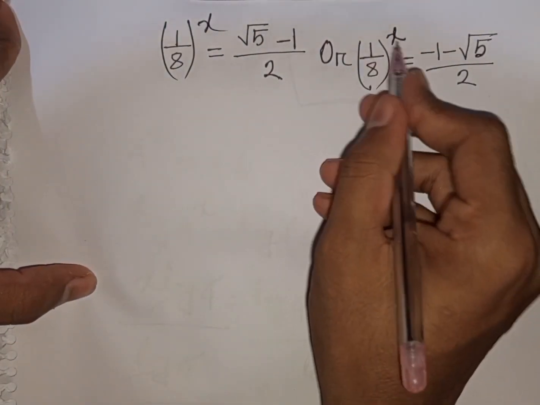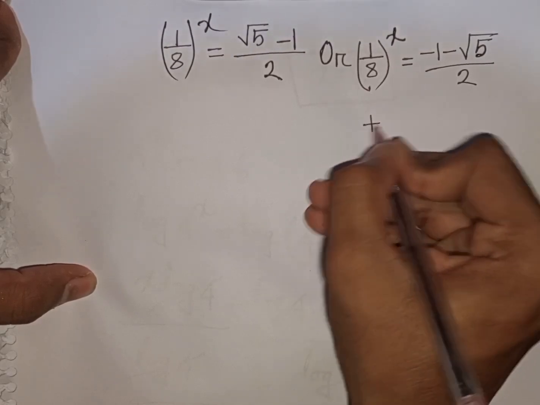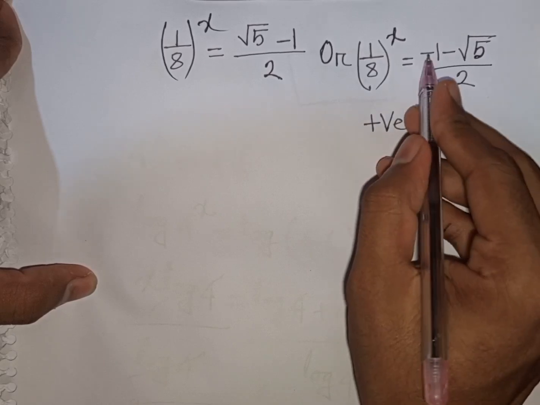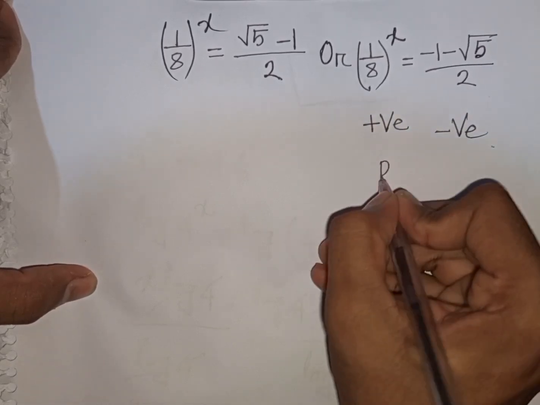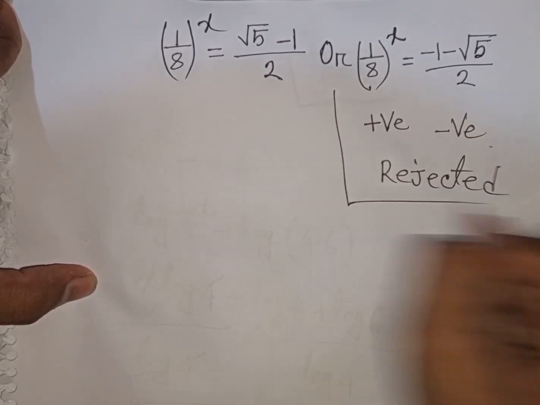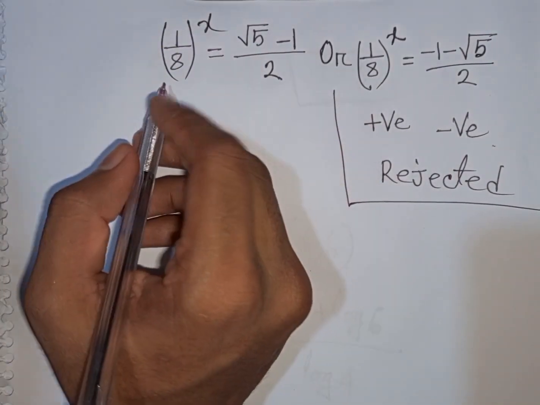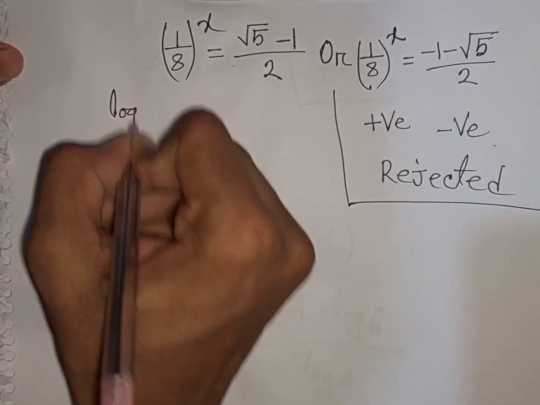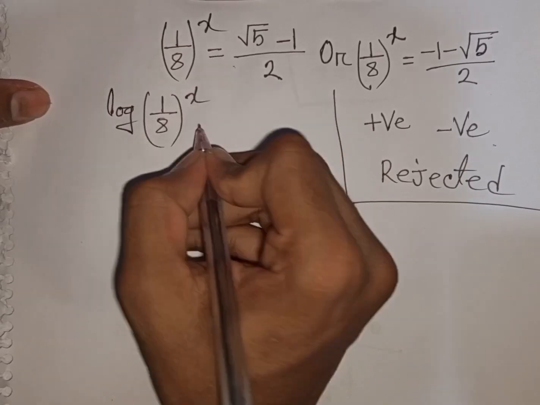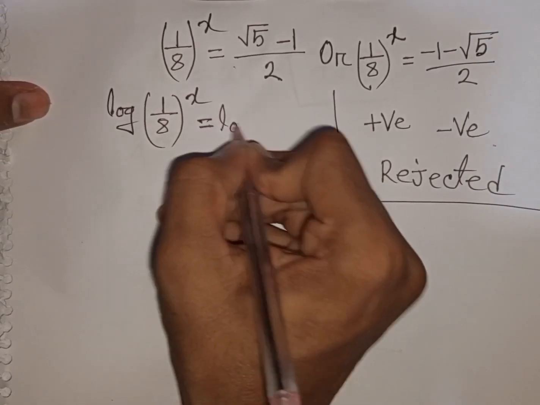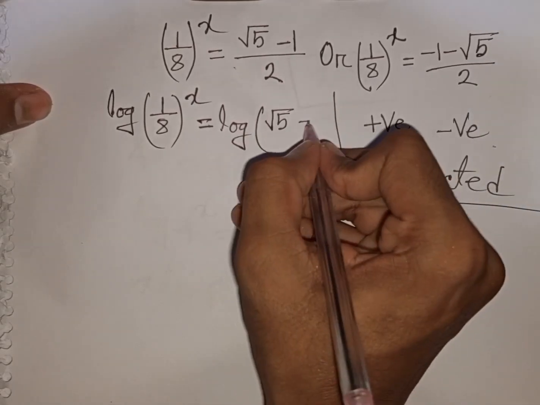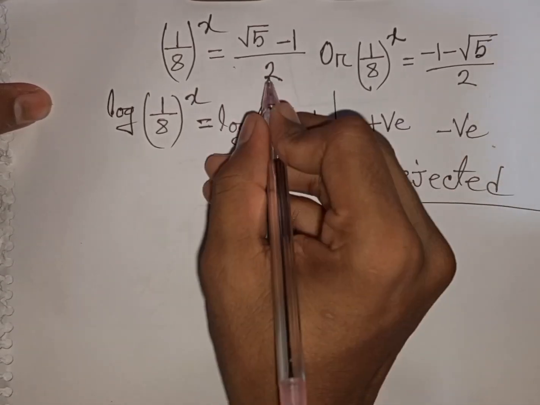We see 1 by 8 bracket power any number is always positive, but this is negative. So, positive cannot be equal to negative. So, this is rejected. Now, from here we take log on both sides. So, you can write here log of 1 by 8 bracket power x is equal to log of a square root of 5 minus 1 divided by 2.